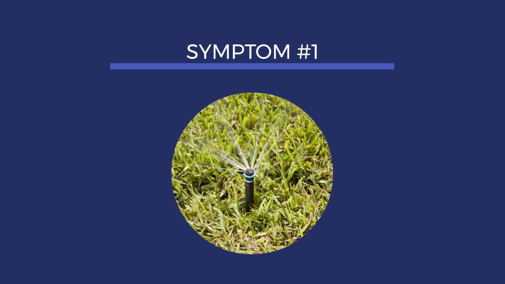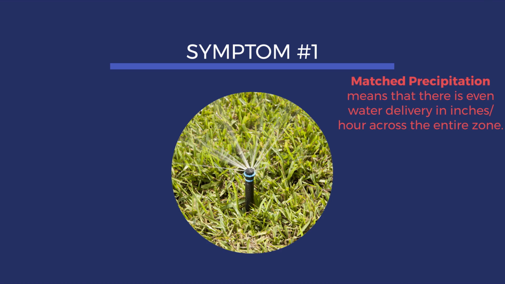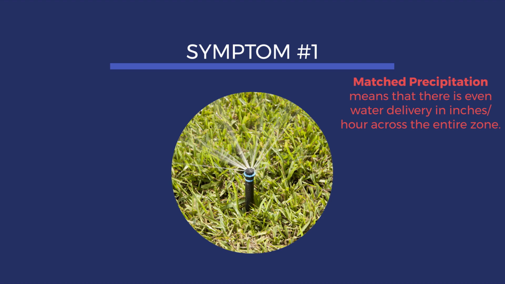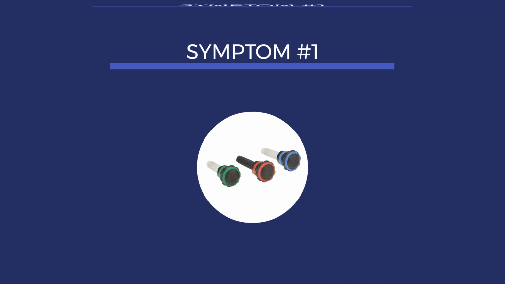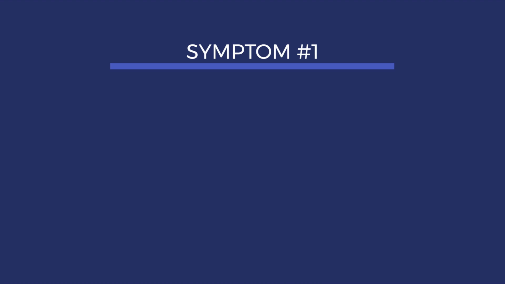If there are no physical obstructions that explain the coverage issue in a zone, check the nozzles on the sprinklers to make sure they are correct for matched precipitation. Matched precipitation simply means that there is an even water delivery in inches per hour across the entire zone. The easiest way to address this is to use nozzles that have matched precipitation rates across all distances.